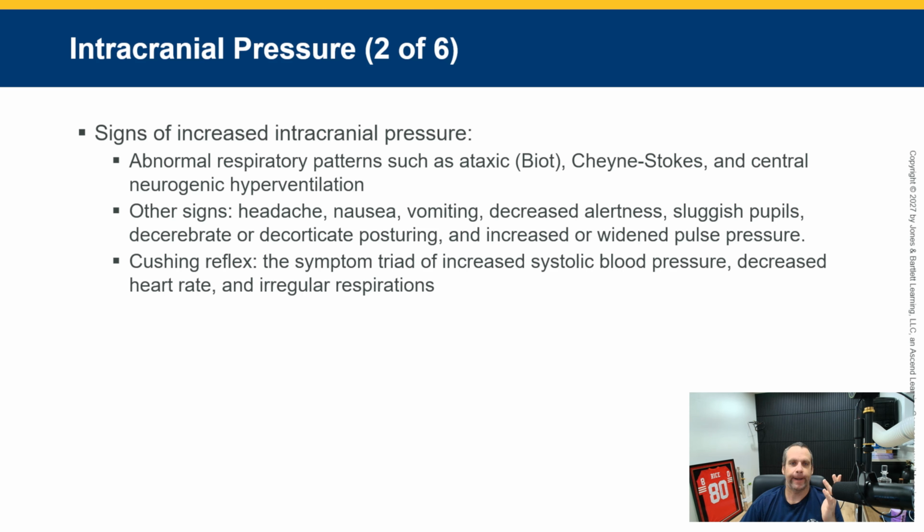But a grouping of symptoms can actually tell you there's a likelihood of ICP. We call that Cushing's triad. That's when you have an increasing systolic pressure, a decreasing heart rate, and irregular respirations. Together that tells you, this is Cushing's triad, and this could be a late and significant sign that there is a possible brain herniation occurring.